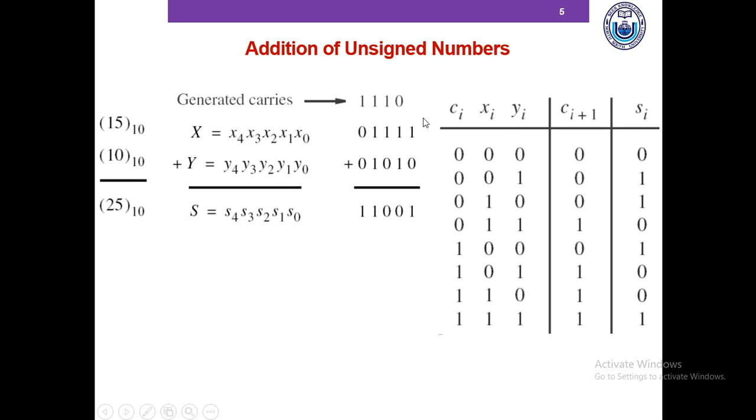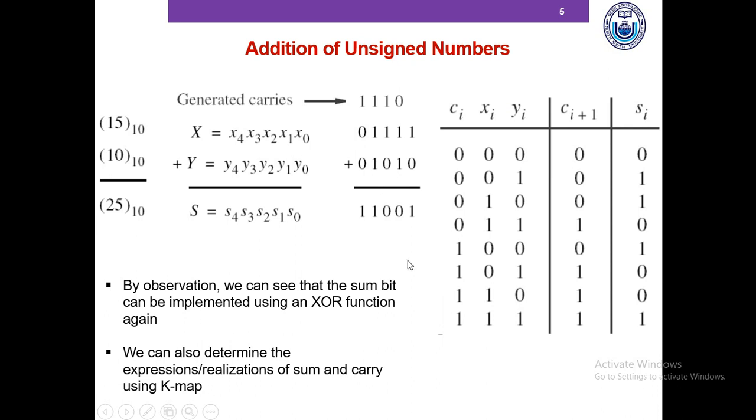Why? Because it is also considering the Ci, that is the carry of the previous sum, whereas a half adder was only considering Xi and Yi. It wasn't considering the carry of the previous sum. So by observation, we can again see that the sum bit can be implemented using an XOR function. You don't have to solve this by observation. You can write truth tables, one for Ci1 and one for Si, and determine that it's indeed an XOR function.